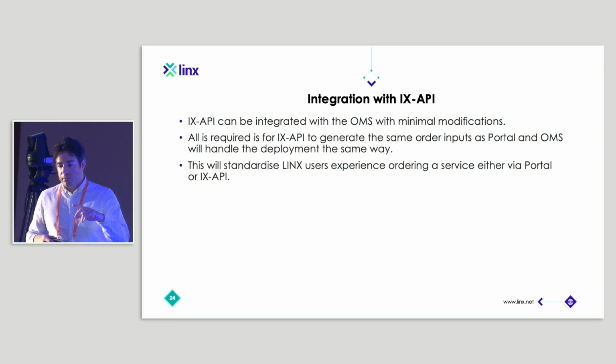So you could see from the first slide on the store, you had Portal and X API. Currently, it's not like that, but it can be integrated with OMS with minimal modification. That's because all that is required is to generate the same order inputs as Portal does for OMS. And at that point, OMS will just do it the same way it does for Portal. And this will standardize the LINX user experience, ordering a service either via Portal or X API.